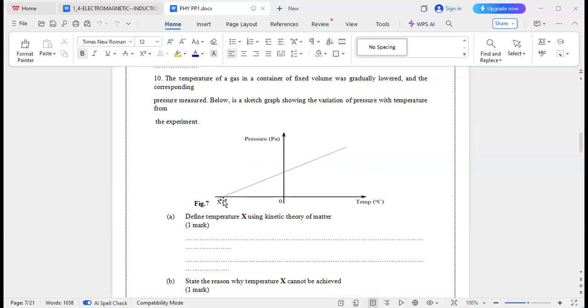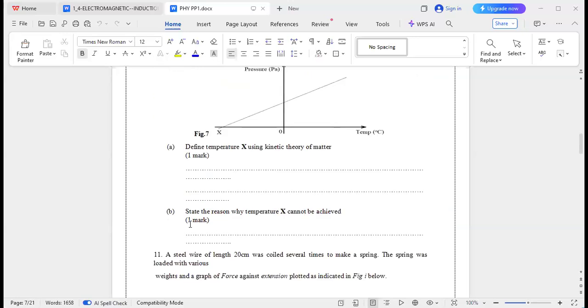So number 10, A, I said that when we define X using kinetic theory of matter, then we have to talk about the kinetic energy of those molecules. And we said that this is the temperature of the gas at which the kinetic energy of the gas molecules is assumed to be 0. That is for part A, temperature at which the kinetic energy of gas molecules is assumed to be 0.